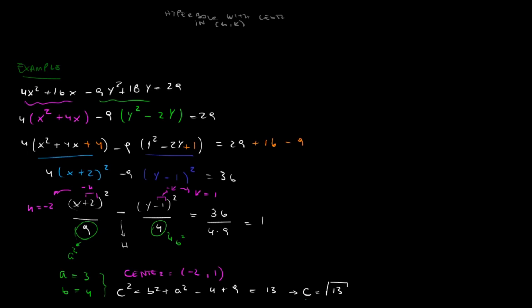And now we can use this information to get the focus points. The first focus point will be at minus square root of 13, but shifted h units, so it would be minus square root of 13 minus 2. And then shifted k units upwards, so that is 1. And the same with the second one: square root of 13 minus 2, 1. And now we can get the vertex points. The first one will be at minus a plus h, so that is minus 3 minus 2. And then the k coordinate, 1. And the second one will be at (a plus h, k). So now we can draw the hyperbola.